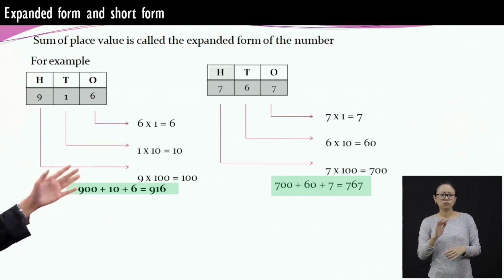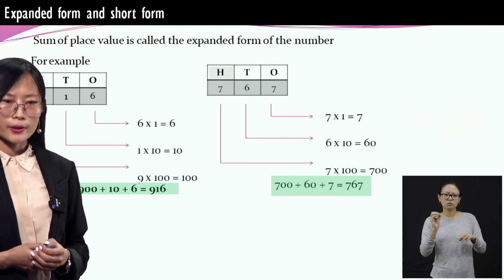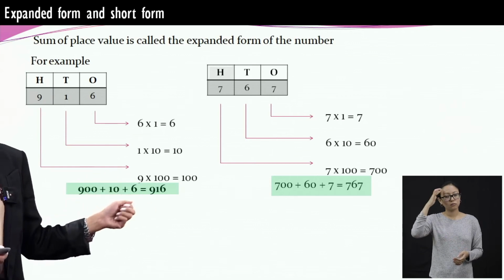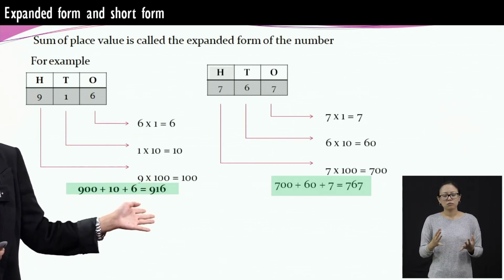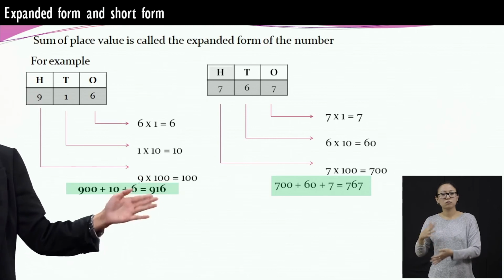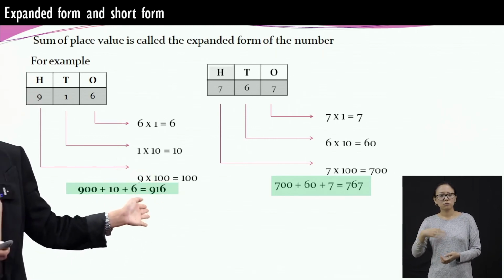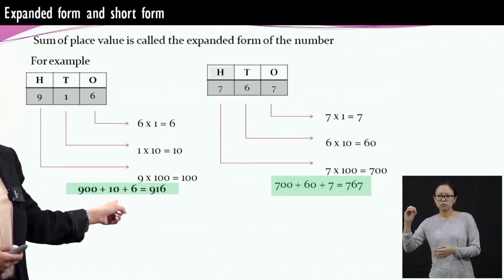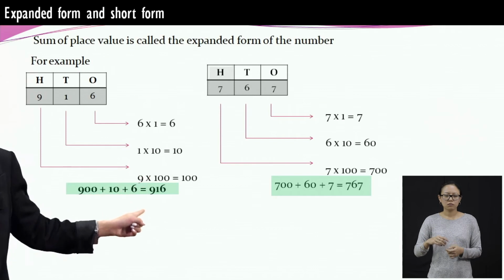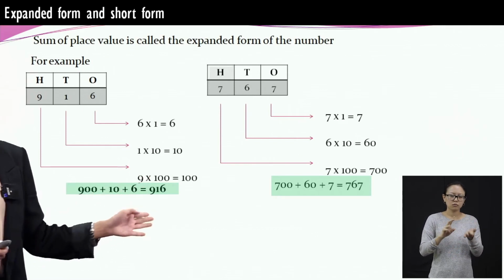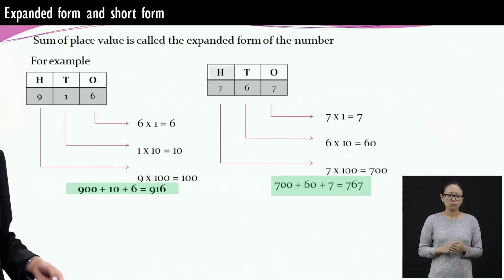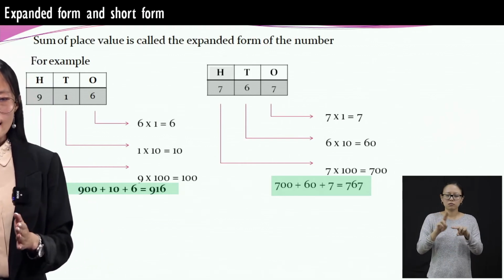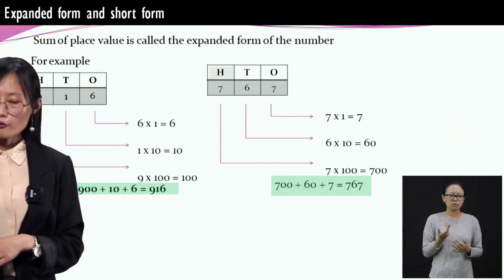Okay, so while writing in short form, you have to remember that you will start from the ones place again. Just like that, 6 is your ones place, so you first write 6, then comes tens. In that tens place, you have 1, so 1 will come next. Then 9. So 916 is the short form of 900 plus 10 plus 6. So short form is easier.